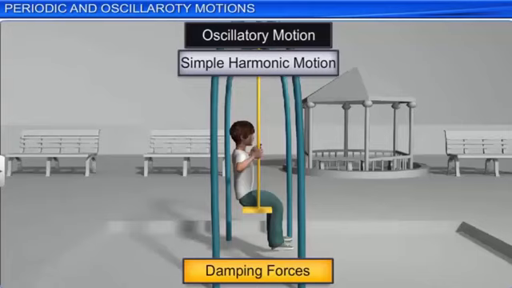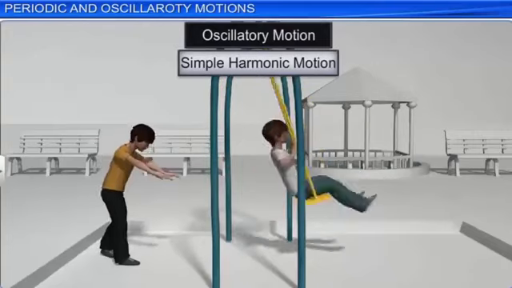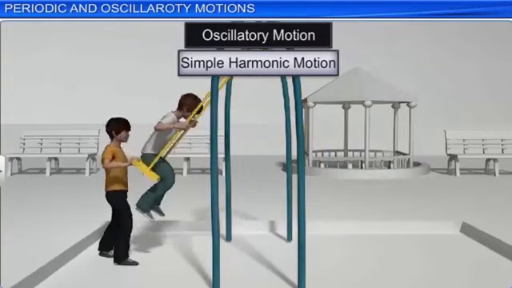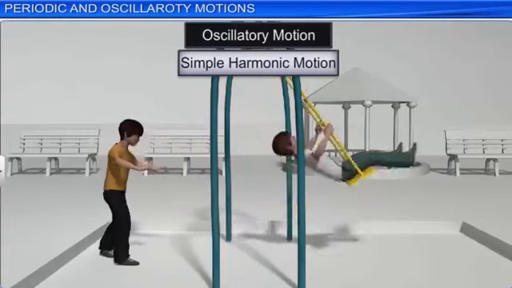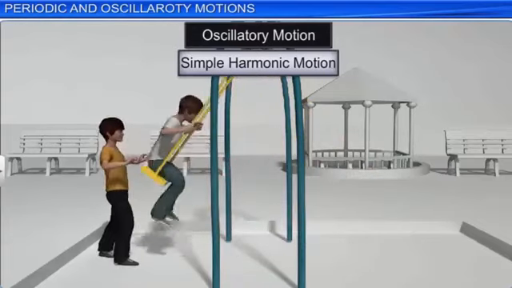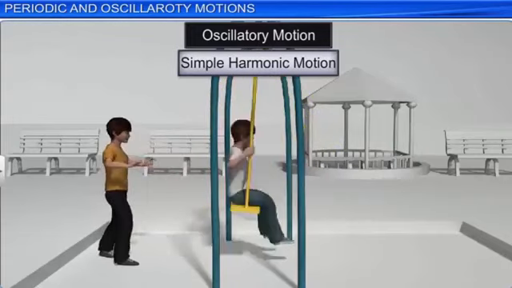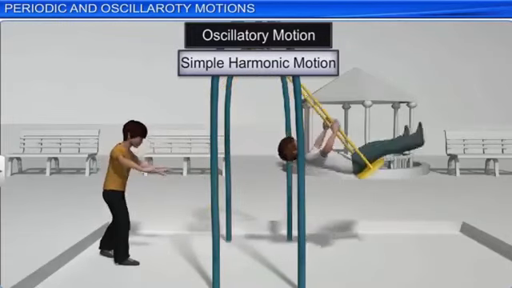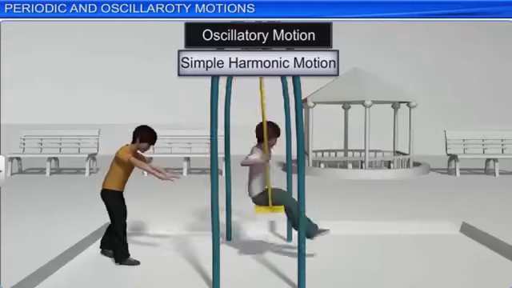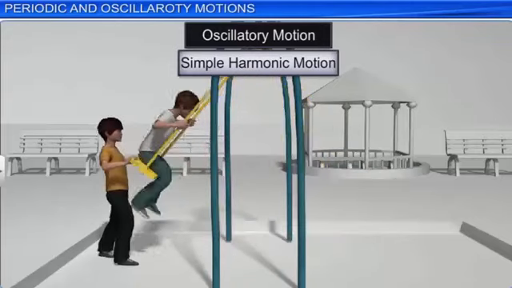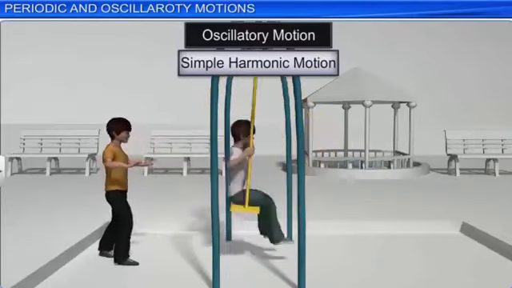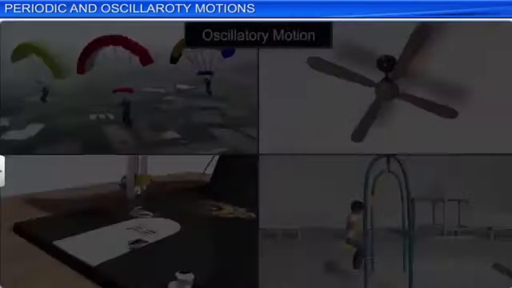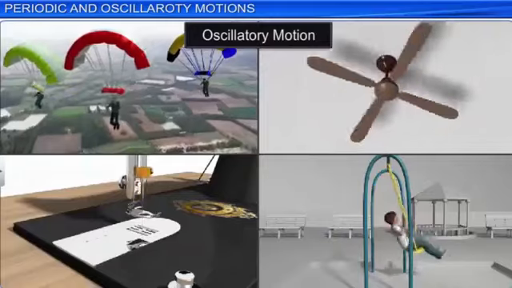To maintain the oscillations, the swing must be pushed by somebody such that the swing always reaches the same extreme positions. The person pushing the swing applies an external periodic force, which allows the swing to continue its oscillations in spite of the damping forces. Thus, understanding the concept of oscillatory motion helps to understand various physical phenomena.